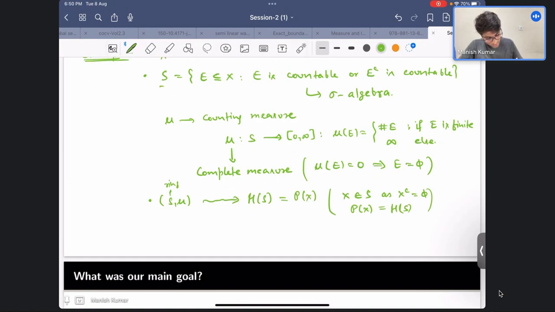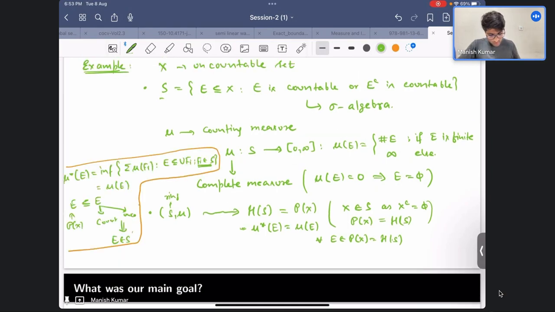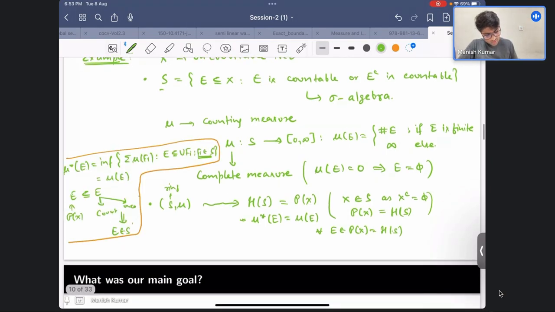Okay, and since this is there, you can define mu star here on this thing. You can define mu star of E as mu of E, for all E belonging to P of X. I mean, P of X is nothing but H of R. I mean not R, it's S, right? This is how we define mu star of E. You can check. So mu star of E is equal to mu of E.